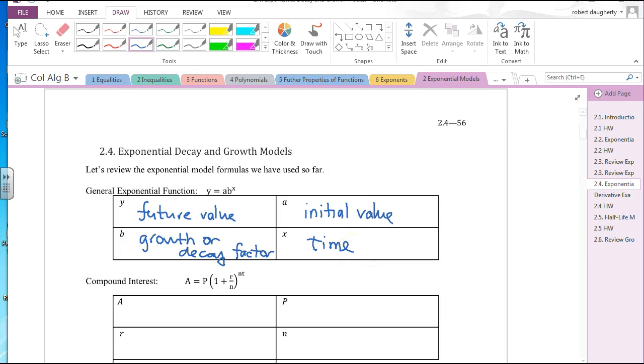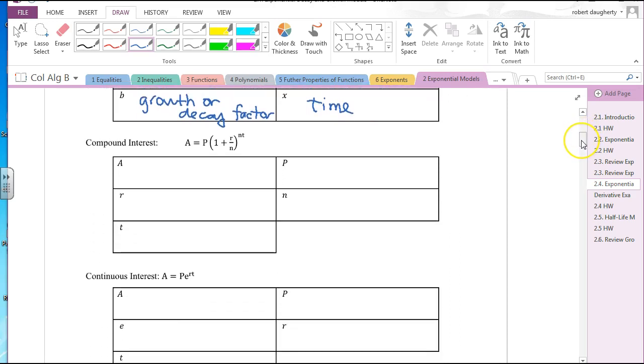Then we moved into a couple of very specific models for interest. This is our compound interest formula, okay? What does A represent? Yeah, it's the future value. P always represented what? Yeah, the initial or present value. That's the amount of money you put in the bank. A is the amount of money you can take out years later.